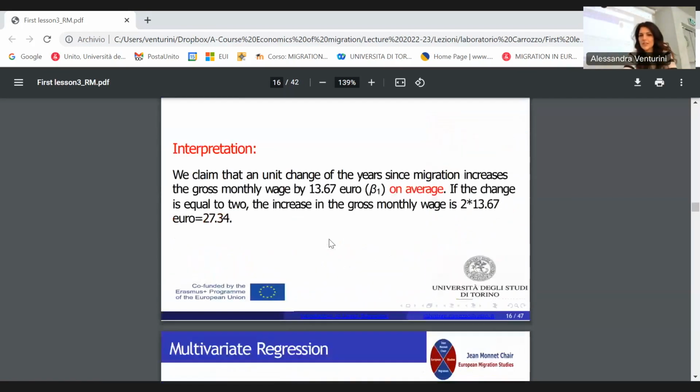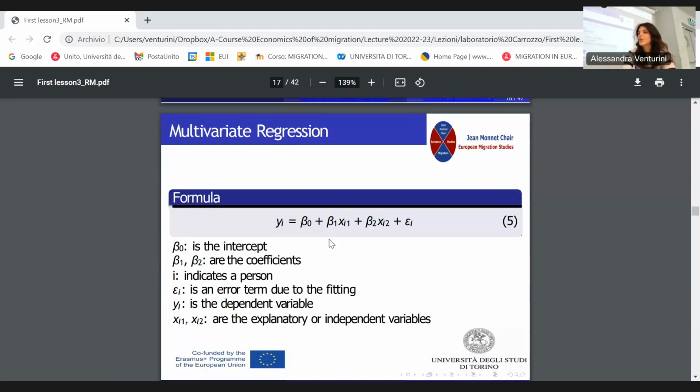You have the coefficient at individual level, so for each person, for instance, or for each firm, or for each region.